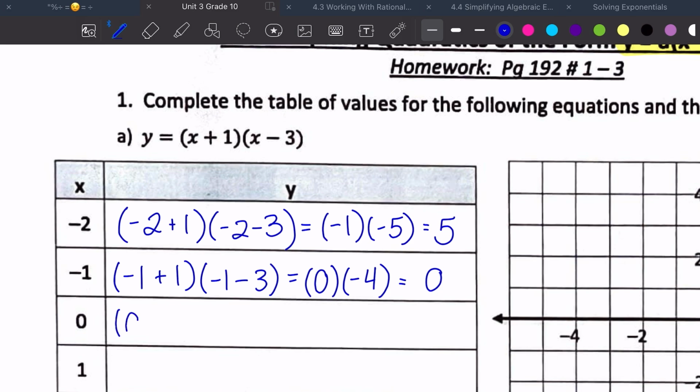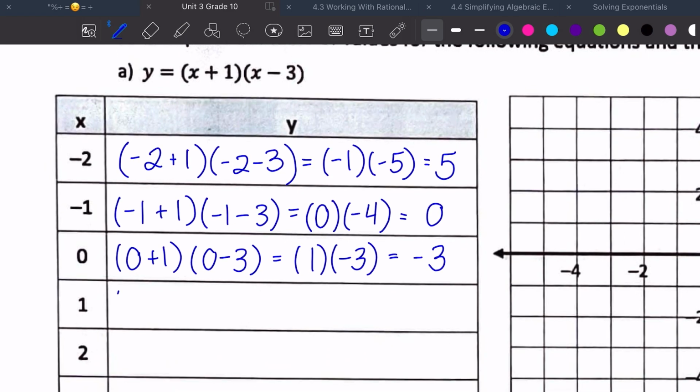And I'm going to keep repeating. We've got 0 plus 1, 0 minus 3. 0 plus 1 is just 1, and then 0 minus 3 is -3. I've got a positive times a negative, so 1 times -3 is just -3. As you see, I'm just repeating the same steps. The only thing that's changing is what I'm inputting.